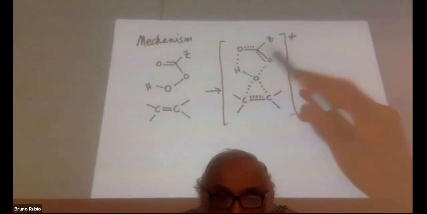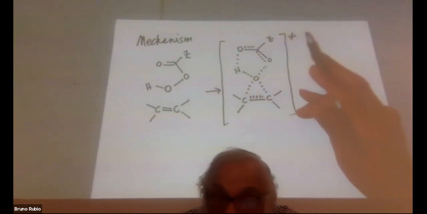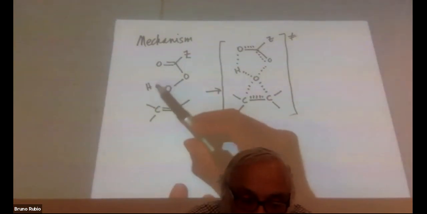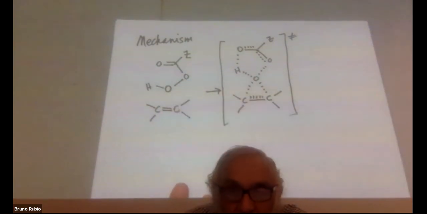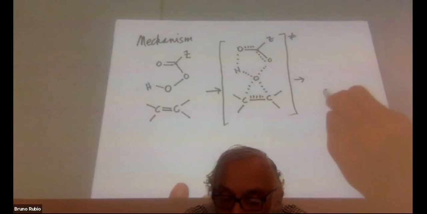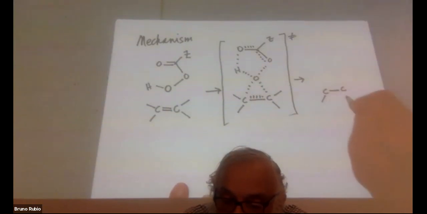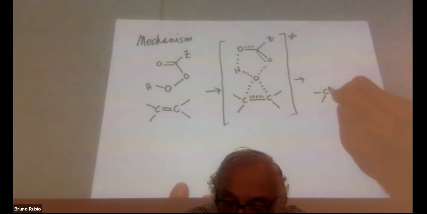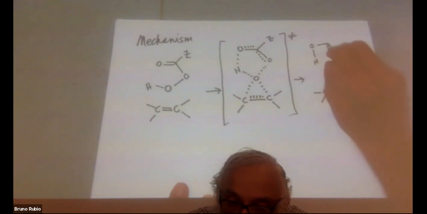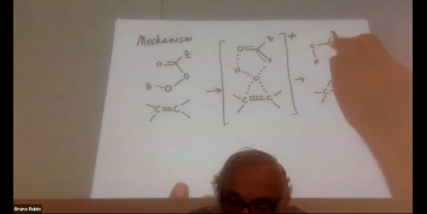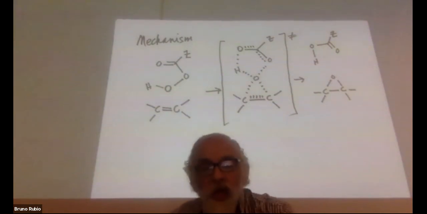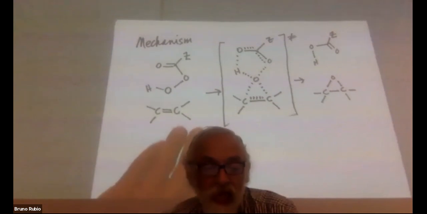So I don't like to ever show this mechanism to a student with arrow pushing, because it would just be a mess, right? I would have to do an arrow that way, an arrow this way, an arrow this way, an arrow this way. That's just not informative. So I prefer to show this butterfly, where all of these bonds are being broken and being created at the same time. There's the epoxide, and the other product of this reaction is the carboxylic acid. That's the organic junk we don't care about. Okay, so that's the first way of making an epoxide.